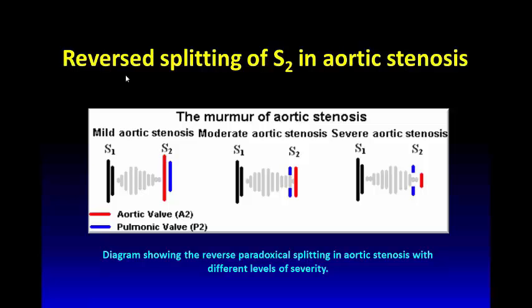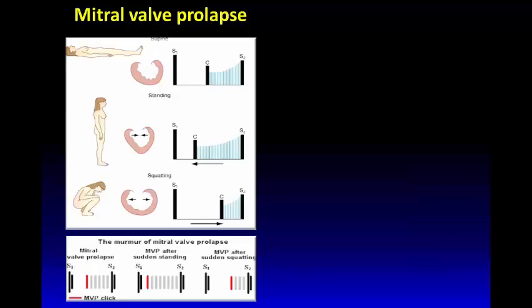systole is prolonged, so it would take a longer time for the left ventricle to overcome the increased resistance of the stenotic aortic valve, and hence the aortic valve would close after the pulmonary valve, resulting in reversed splitting of S2, which is heard during expiration.